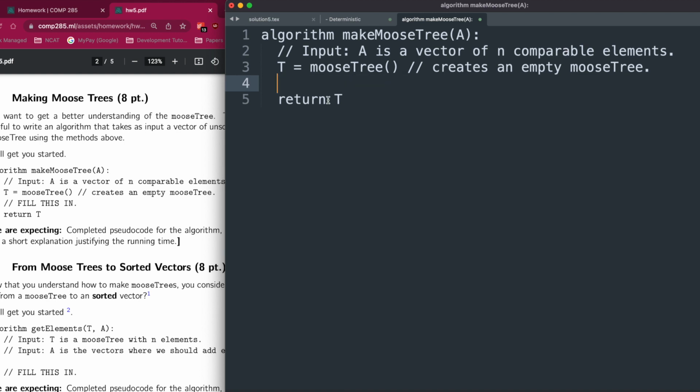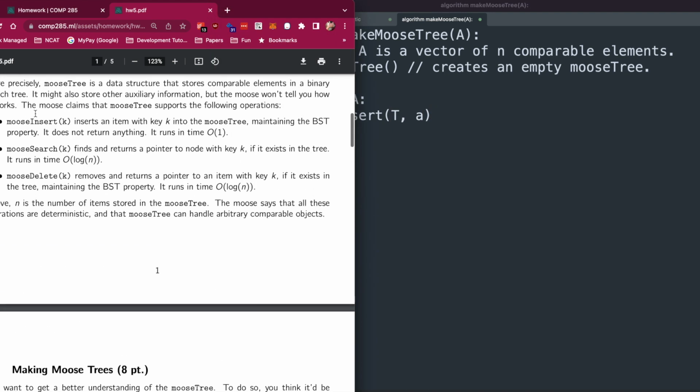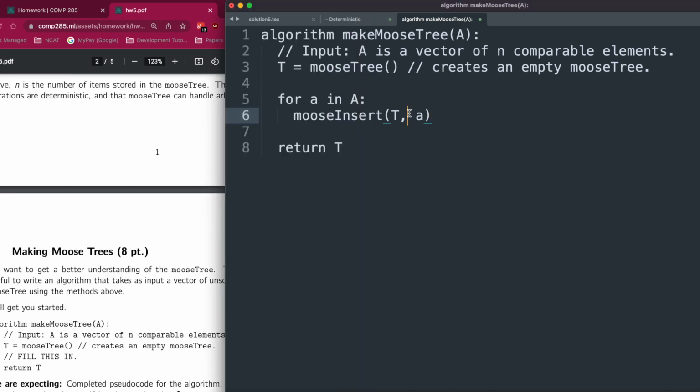You can imagine the easiest thing to do is we already gave you the Moose tree. It's empty. This creates an empty Moose tree. We iterate, for each element in A. We grab each element, and then we Moose insert the element into our tree. That's basically it, because we're able to insert an element k. I think maybe a better syntax here would be t.moose insert, but the syntax itself doesn't really matter. You have this Moose tree and you're inserting elements into it. And then once we're done inserting, you simply return the Moose tree. That's how you make a Moose tree.